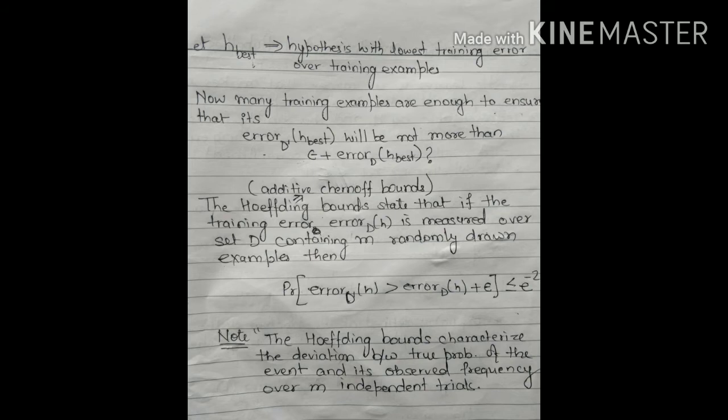So who has resolved this? We are using Hoeffding bounds here. Basically we are going to bound this error also. We call it additive Chernoff bounds. The Hoeffding bounds state that if the training error is measured over the set D containing m randomly drawn examples, then the probability that the true error is greater than epsilon plus training error is always less than or equal to e to the power minus 2m epsilon square.